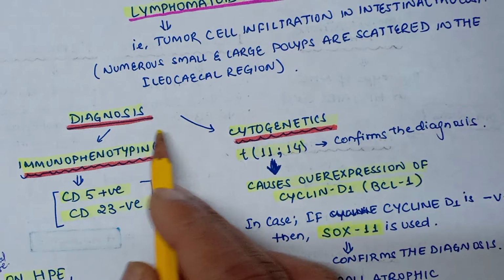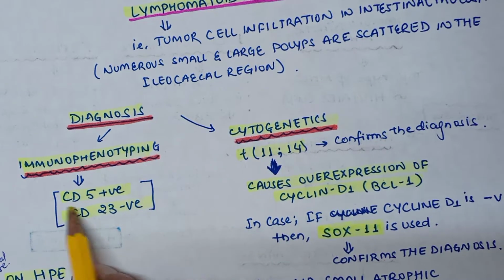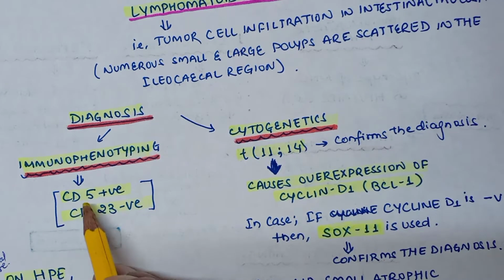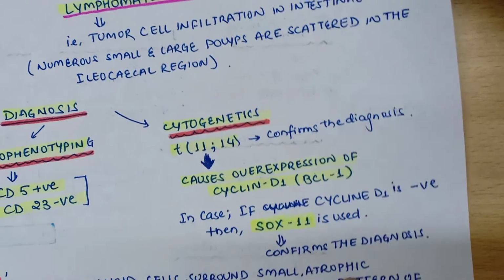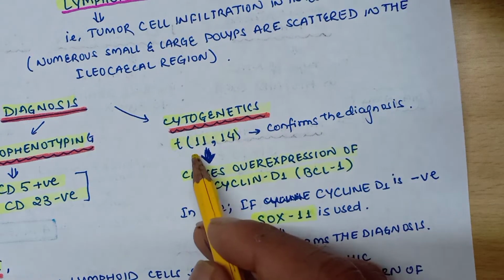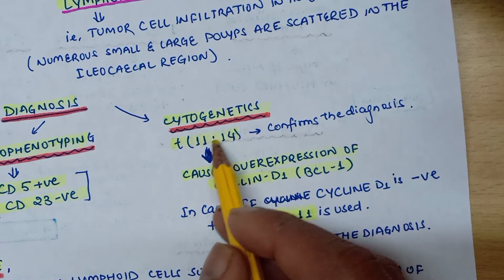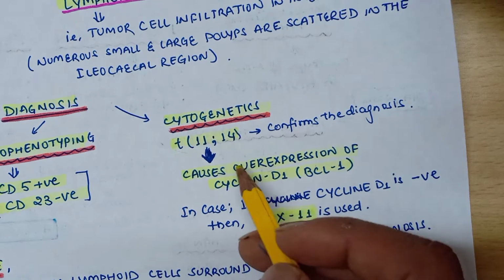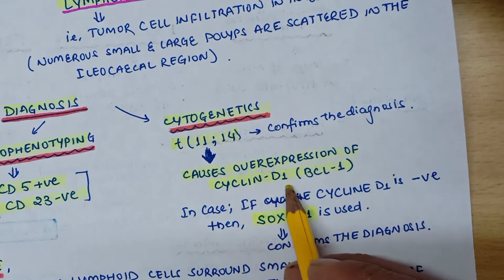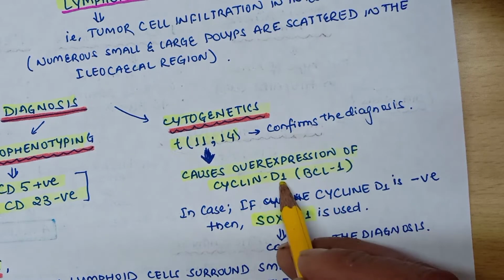Now coming to the diagnosis, you do immunophenotyping. You will look for the markers CD5 and CD23. CD5 will be positive and the CD23 marker is negative. Now in cytogenetics, there will be translocation of chromosome from 11 to 14. This will confirm the diagnosis. When there is a translocation from 11 to 14, this will cause overexpression of cyclin D1 protein.